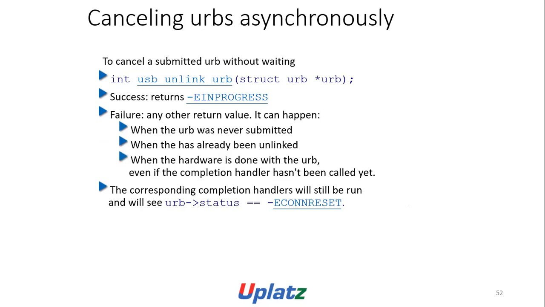Canceling a URB, as an example: to cancel a submitted URB without waiting for it, use usb_unlink_urb with struct urb *urb. On success it returns -EINPROGRESS. On failure it returns any other return value, which can happen when the URB was never submitted, when it has already been unlinked, or when the USB core is done with the URB, even if the completion handler has not been called yet. The corresponding completion handler will still be run and we will see the URB status can be reset.